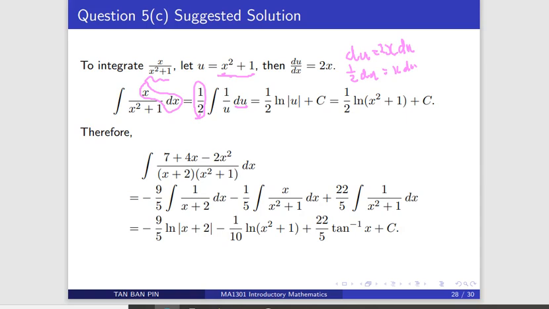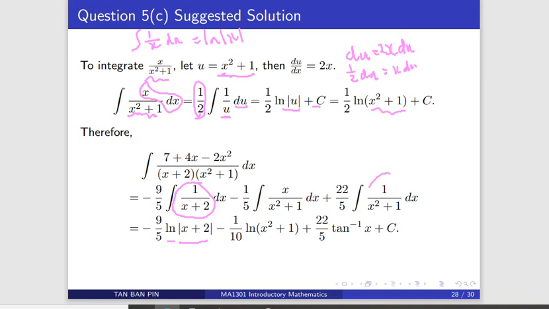Then what you are left with is x squared plus 1 in the denominator, which will give you 1 over u. And you know that integrating 1 over x dx gives you ln|x|. So integrating 1 over u will give you ln|u| plus C. Then you just put back u as x squared plus 1. So we get half ln(x squared plus 1), plus C. As for the other two terms, you have a standard formula. Integrating 1 over x plus 2 will give you ln|x plus 2|.